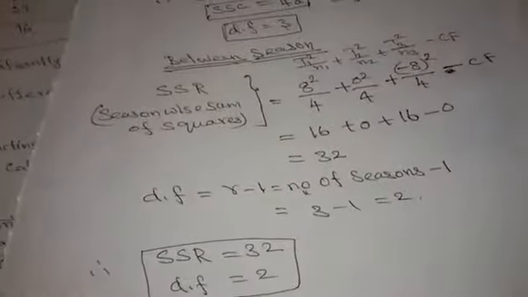Now we found out SSC, SSR and SST values. Using these values, you have to find out the SSE value. SSE equals SST minus SSC plus SSR. Substitute all the values, then you get SSE equal to 136 and the corresponding degrees of freedom is C minus 1 into R minus 1, that is 6.